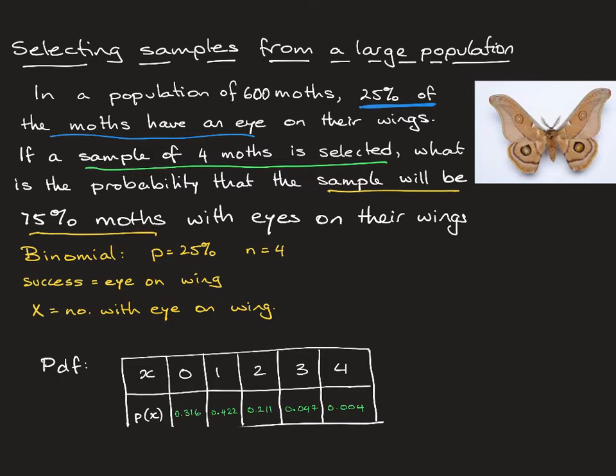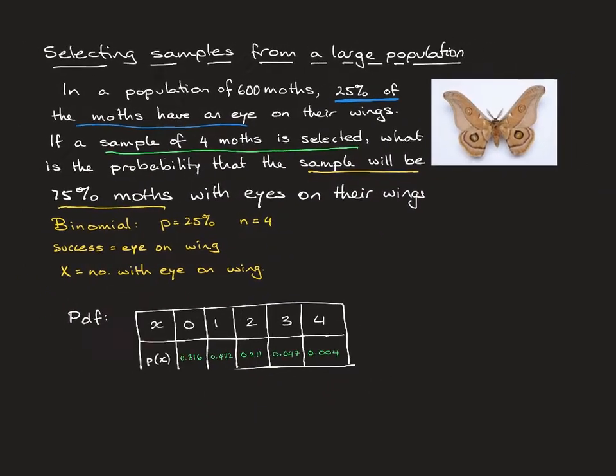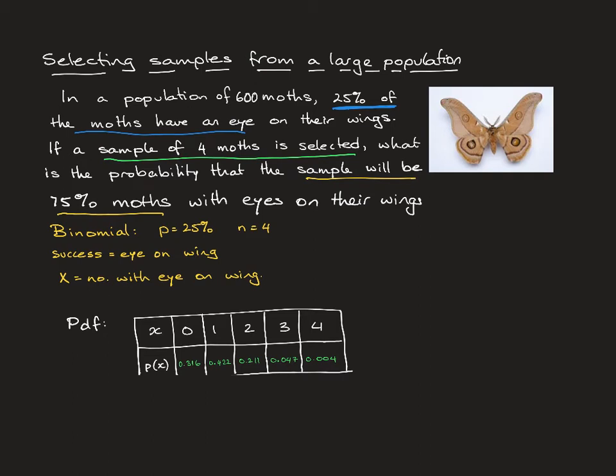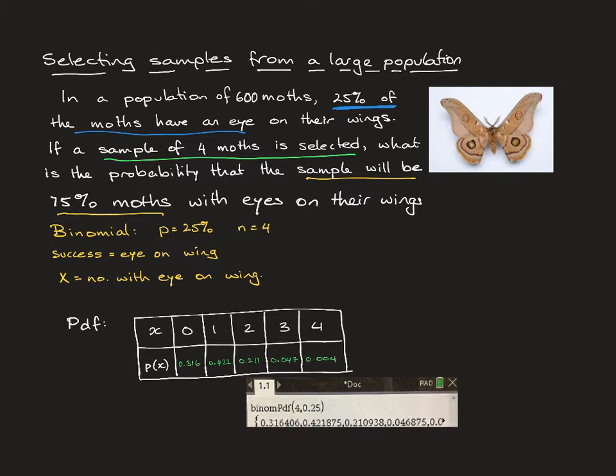And then we could continue on and use our CAS calculator. You can see I've already got the probabilities here, and I got those just straight from my CAS calculator. And then if I was looking for a probability of 75%, then I would be looking at 75% means 3 out of the 4, and that would be my answer, 0.047. And that's a perfectly reasonable way of solving it.